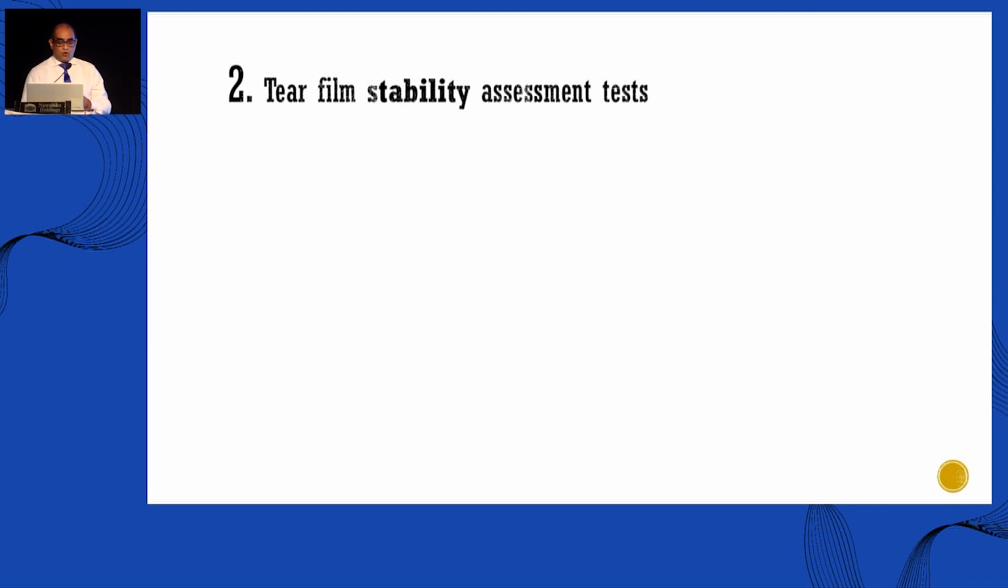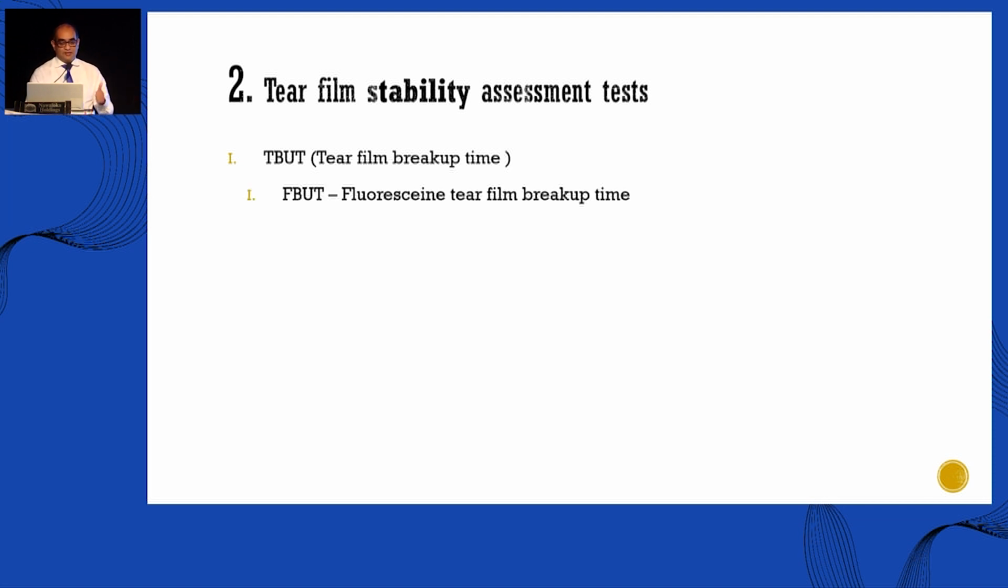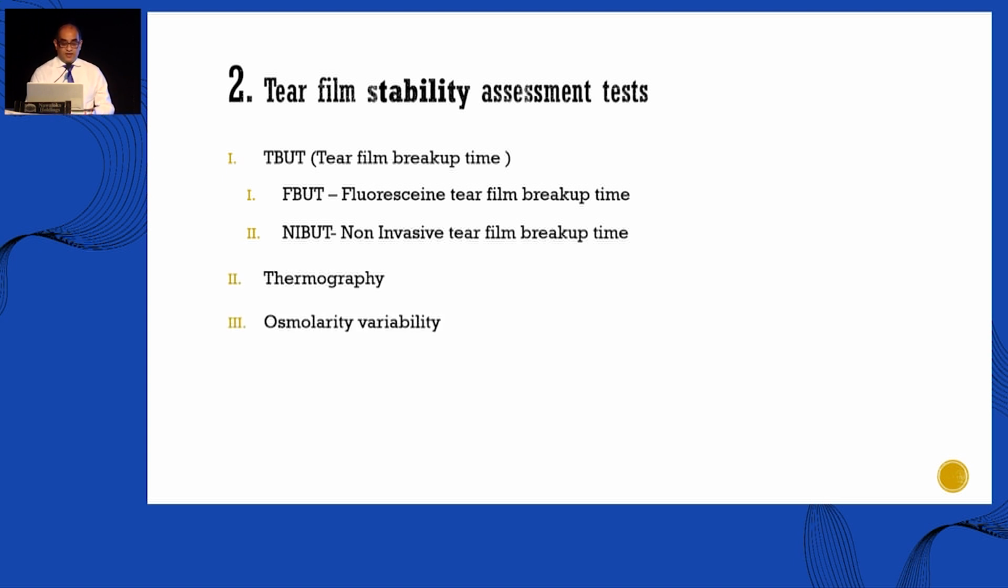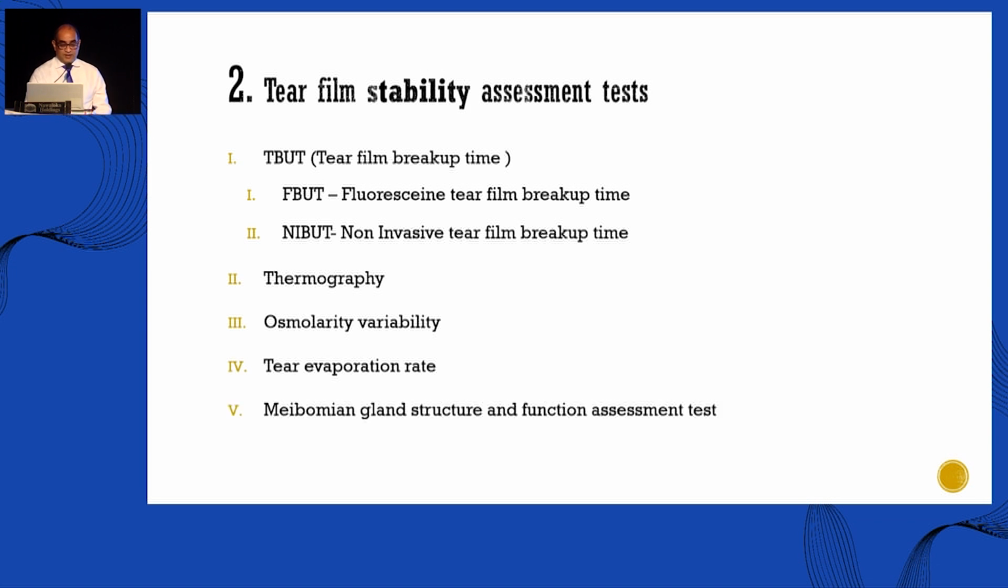Then we go into the more conventional tests, where we come to tear stability. What we all know is the tear film breakup time, which also has 2 arms. One is fluorescein tear breakup time, and the newer one is non-invasive tear breakup time. I will come into that later. And also we can do thermography, osmolarity variability, tear evaporation rate, and meibomian gland structure and functional assessment tests. There are a lot of tests regarding tear stability.